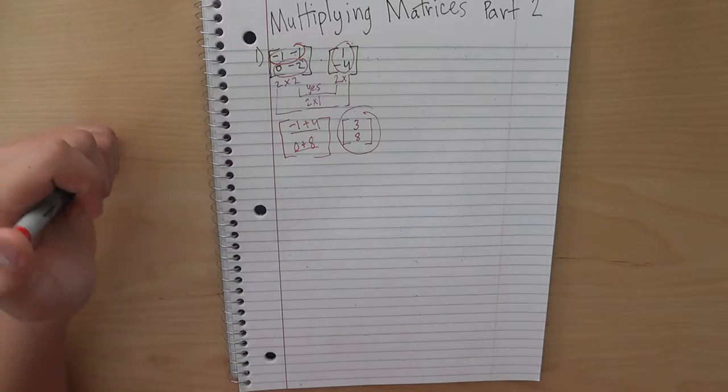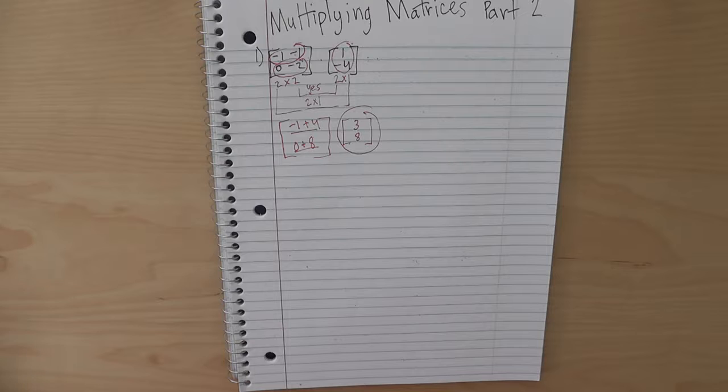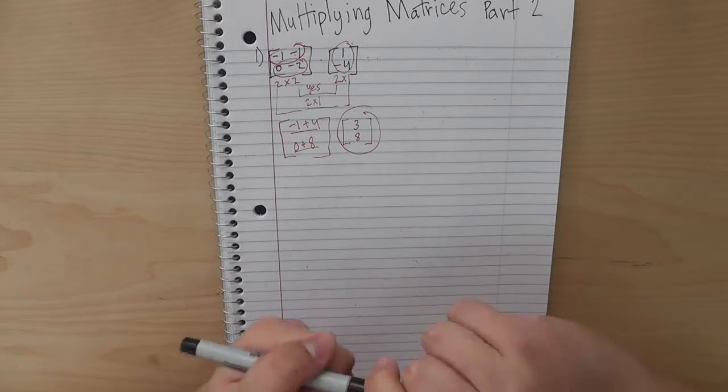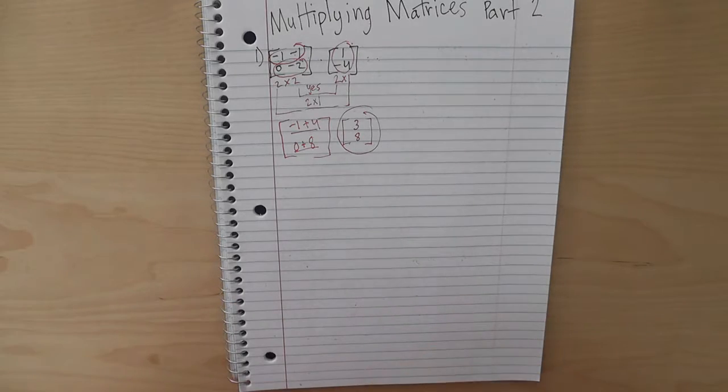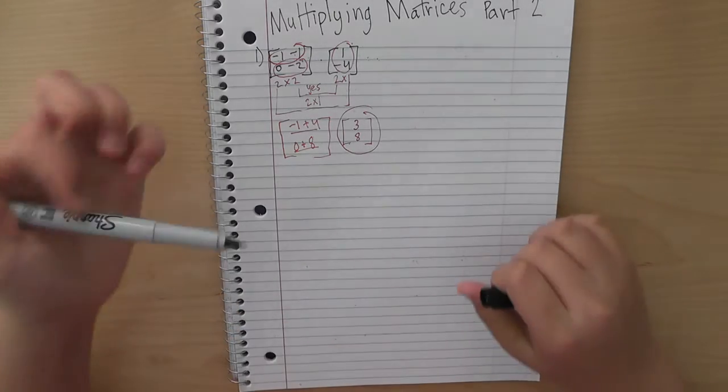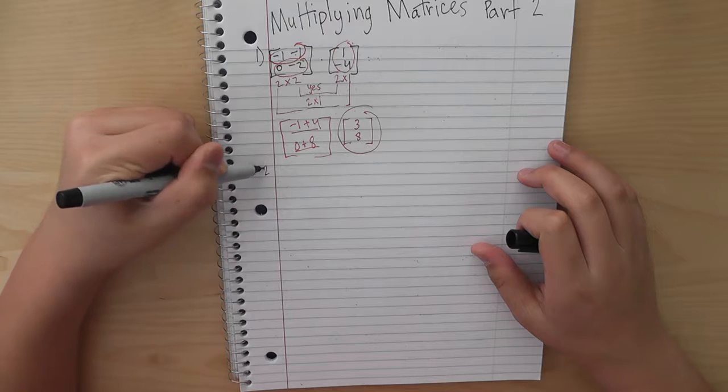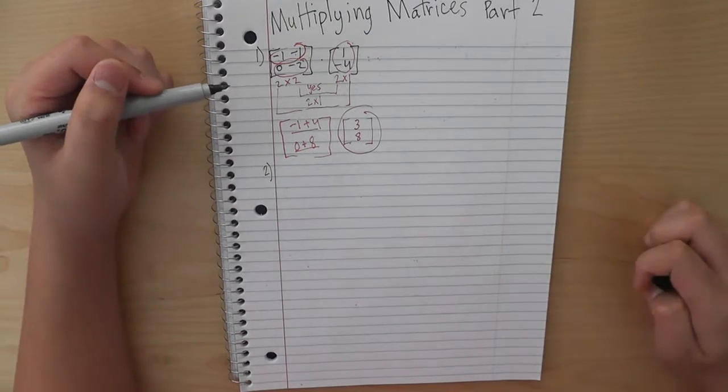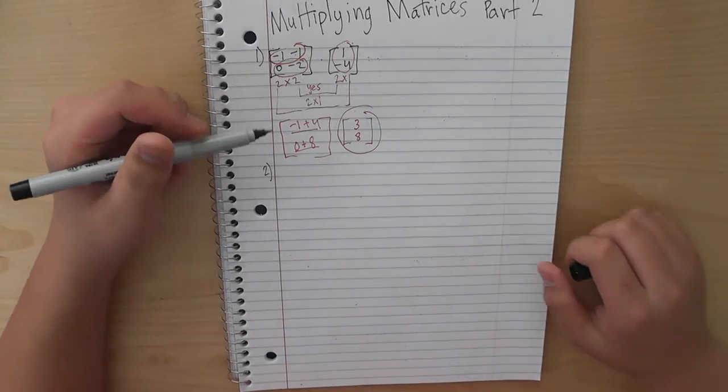Alright. And for our next example, example number 2, if my marker wants to work. Alright. My red marker's dying out, so I'm going to have to use my orange one. Alright.